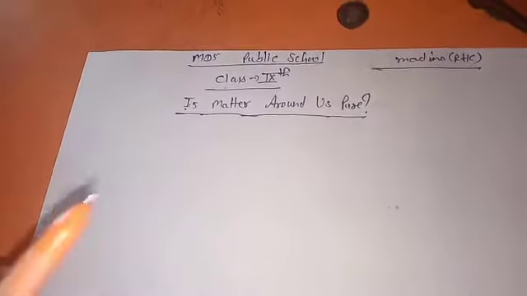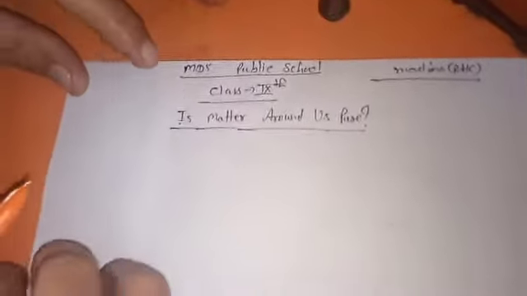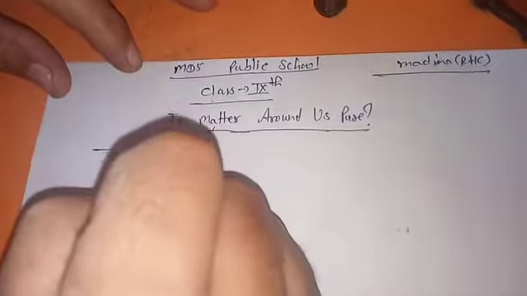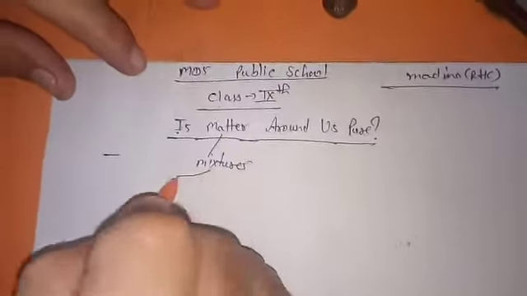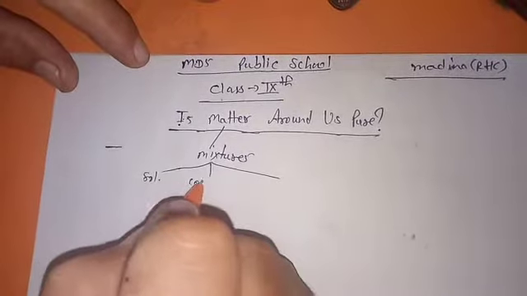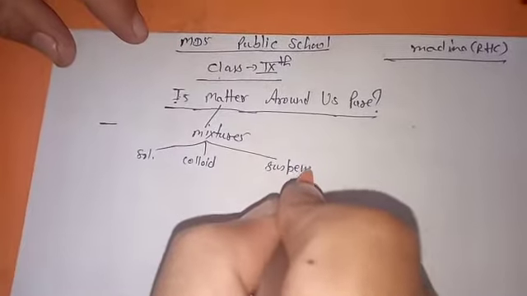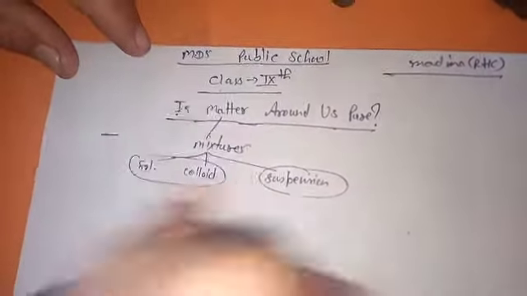Hello, dear students. In the previous lecture of Is Matter Around Us Pure, we discussed that matter is mostly mixtures. And mixtures we classify into three things: solution, colloids, and suspension. Out of these, two are stable. This is the unstable one, meaning it is easy to filter.